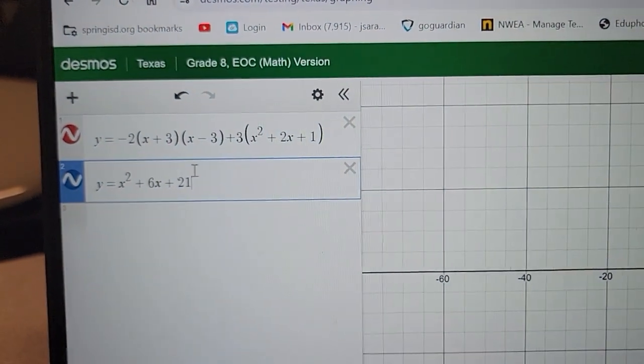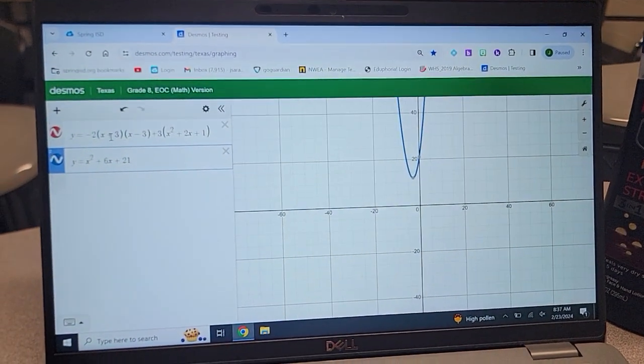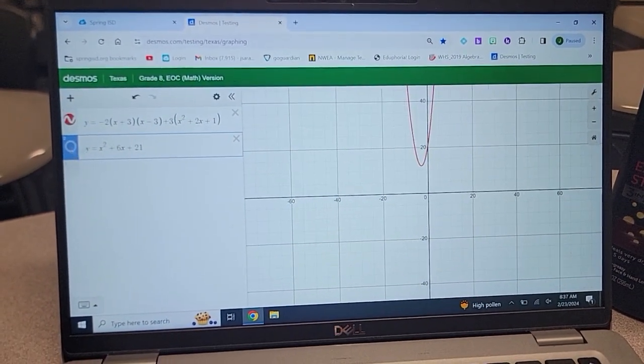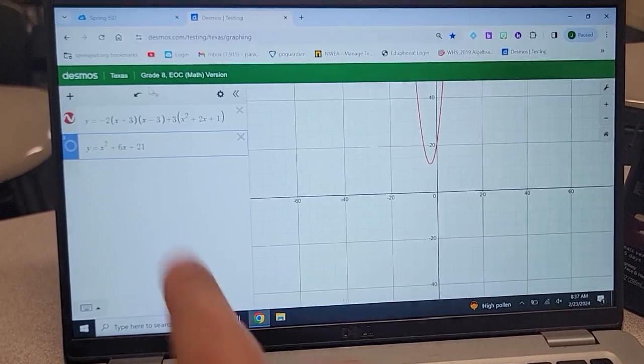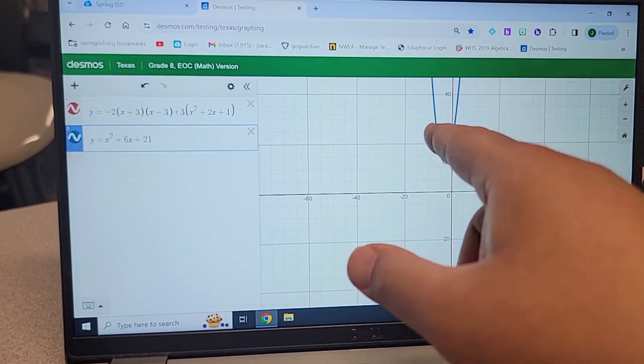All right, they both have the y equals. We're good. Now here, I want you to see something. I'm going to turn off the second one. If I turn it off, you see this red, and that's the first one. The first one's red. And then I turn it on, see the blue. So it has to match exactly. You see how it's the same thing?